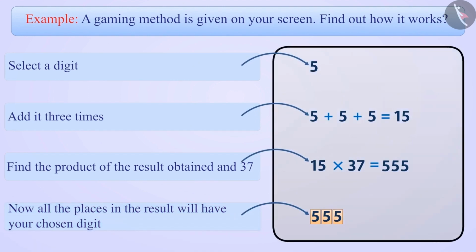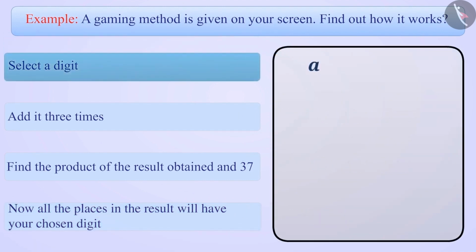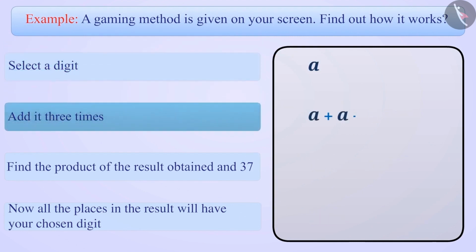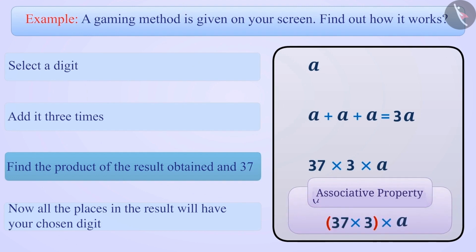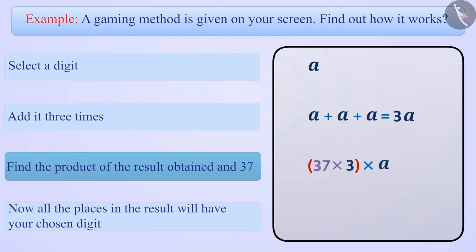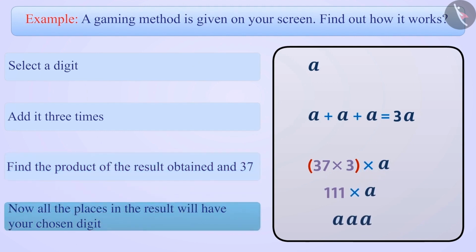Now let's understand how this method works. Suppose we chose a number a. To add it 3 times, we will write a plus a plus a, which is equal to 3a. Now we multiply this with 37. 37 into 3a, or we can write 37 into 3 into a, using the associative property of multiplication. 37 into 3 is equal to 111. In this way, if we multiply a with 111, we get the number which has the same digit in all places.